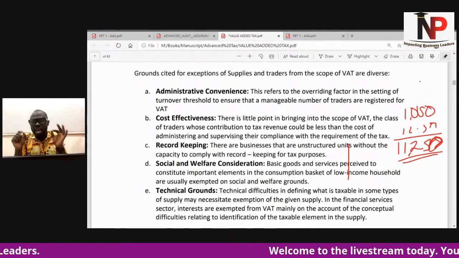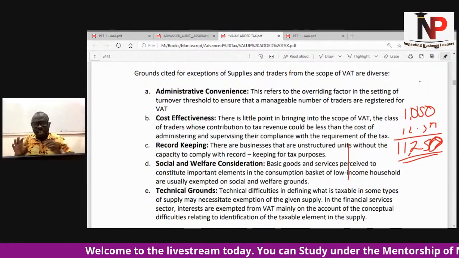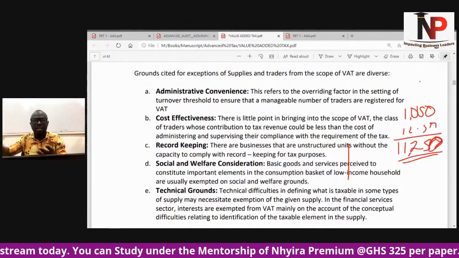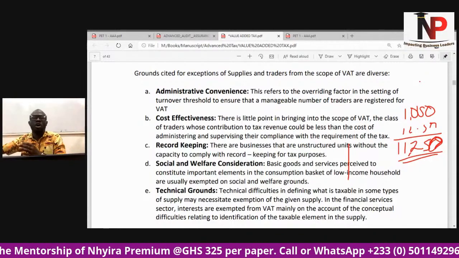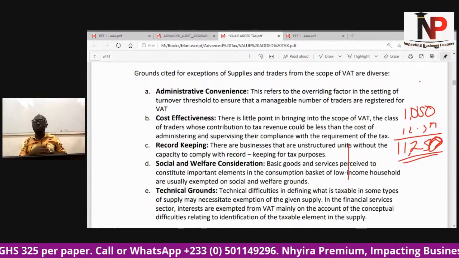Please, the takeaway here is this. Any business or tax person undertaking exempt supply is not qualified to take credit for VAT they paid on their inputs. That is very, very critical. And that is the takeaway I want you to have here.